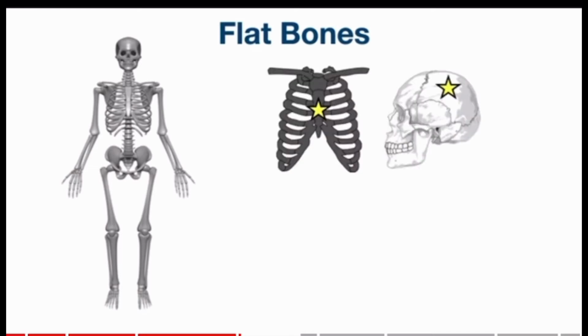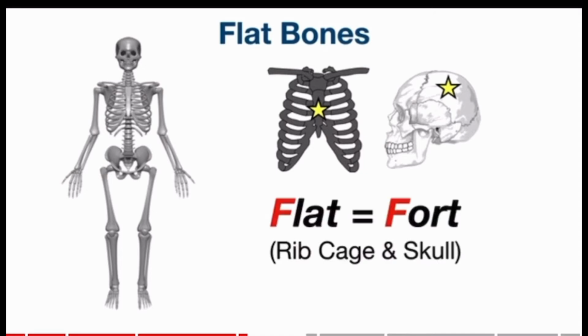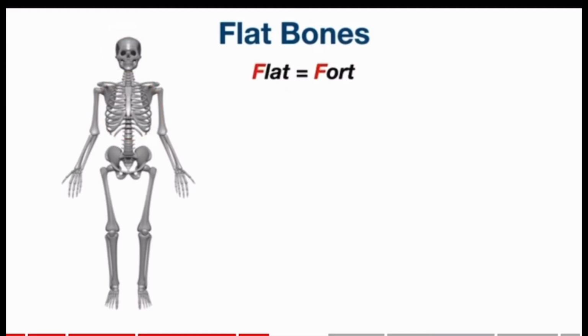The flat bones get their name for being thin and broad, and they're found where protection of organs is necessary. The trick for flat bones is to use the letter F to remember the word fort. Forts help protect things, and that's exactly what the flat bones do. They're located in areas where protecting vital organs is required, such as the skull and thorax. Therefore, you can broadly remember the flat bones as being found in the rib cage and part of the cranium or skull. Let's take a closer look at what specific bones are flat bones.